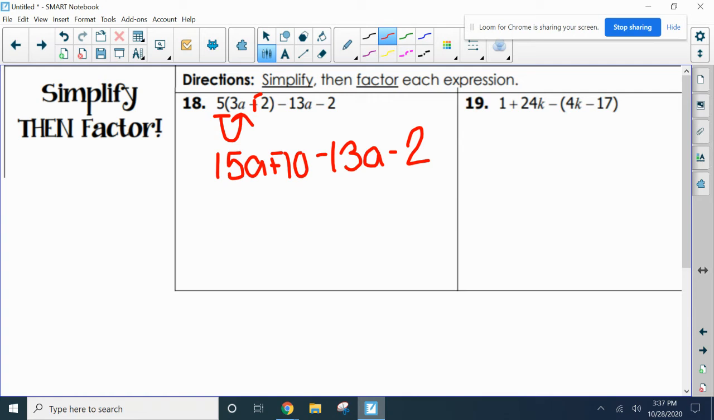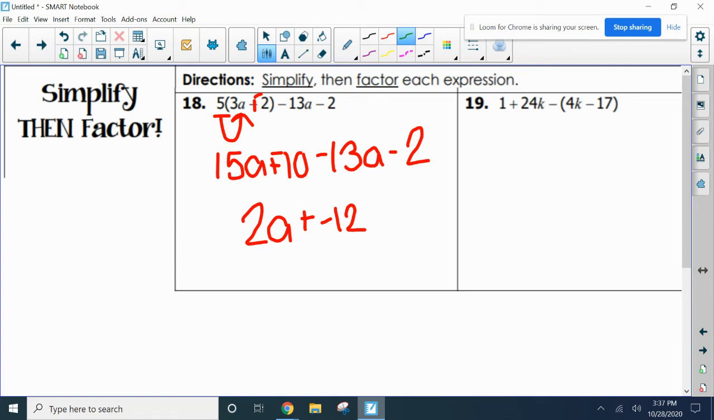Positive 15 and negative 3 is going to give me a positive 2 because we're going to subtract and keep the larger sign. And then I have a negative 10 and a negative 2, so plus negative 12 because they are both negative. We can go ahead and add them, and they're going to make a bigger negative. Now I have no more like terms to combine. I have no more distribution.